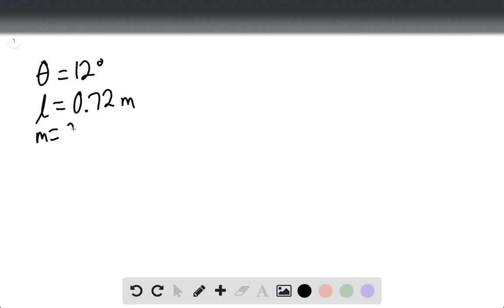So here we're trying to find the frequency, the maximum velocity, and the total amount of energy. So we have a theta. This will equal 12 degrees. This is the initial angle of release of the pendulum. We have a length equaling 0.72 meters, and we have a mass of 295 grams, or we can say 0.295 kilograms.